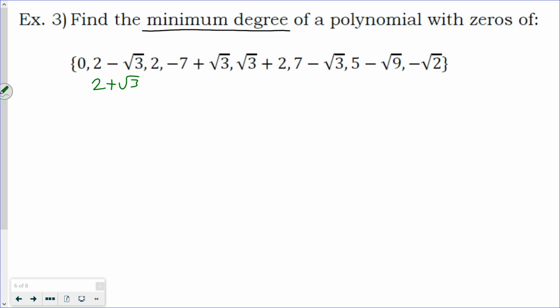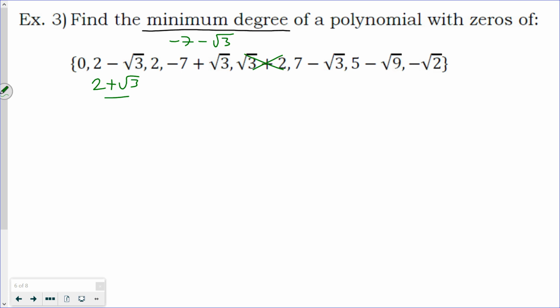Next, I have a 2. That's fine. Nothing to add to it. Then I have -7 plus root 3. That's in the form we just talked about. So we have to add -7 minus root 3 as another 0. And then I have root 3 plus 2. Well, root 3 plus 2 is the exact same thing as 2 plus root 3. I don't want to count it twice, so I'm going to get rid of this root 3 plus 2. It's the same thing as the 2 plus root 3 that we added. I don't want to add it twice, so I'm going to get rid of it.